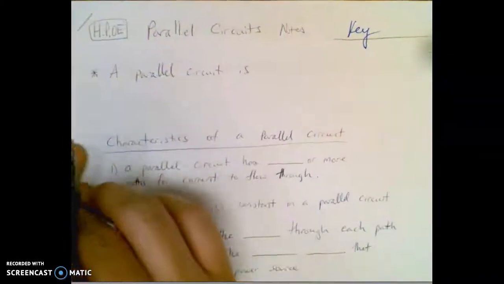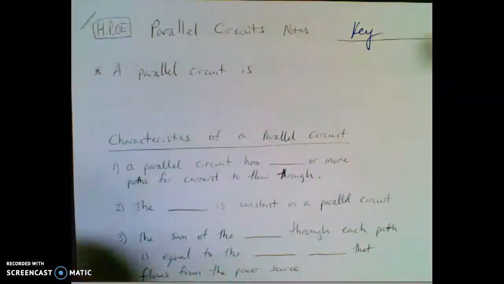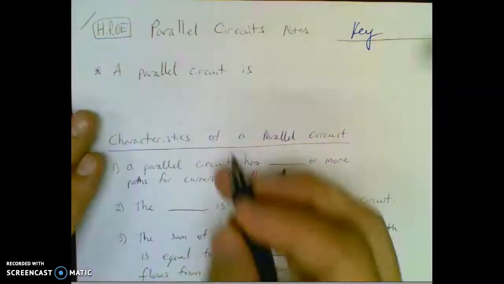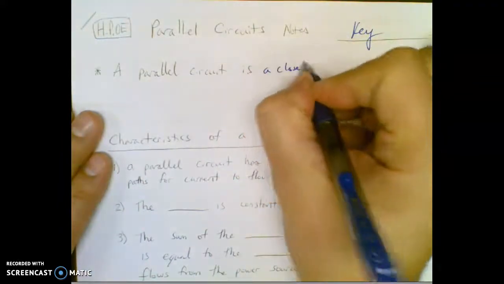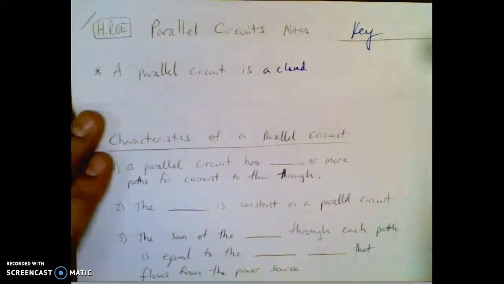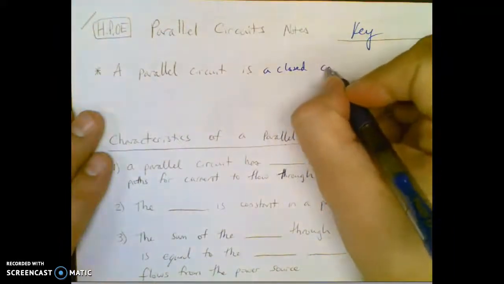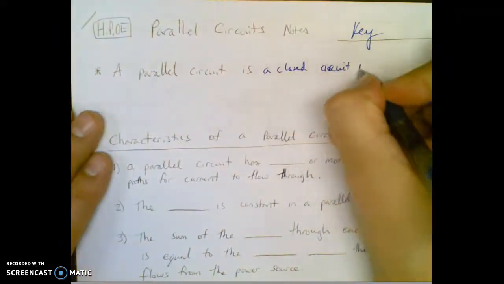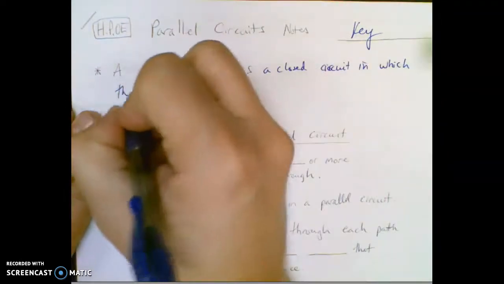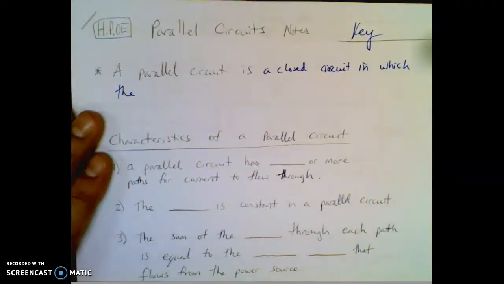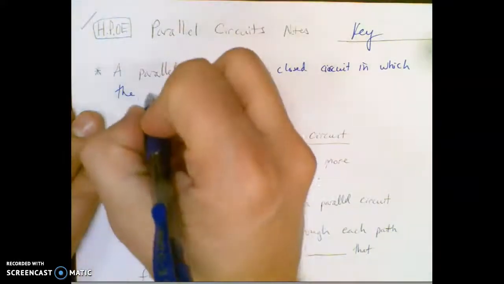Parallel is a little harder than series, but if you got what happened in series, you'll recognize a lot of things from parallel. So a parallel circuit is a closed circuit in which the current is divided into two or more paths.